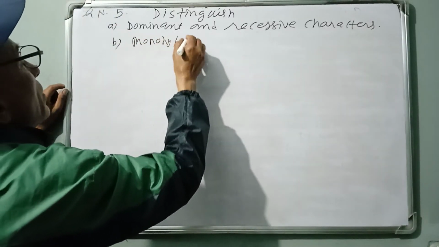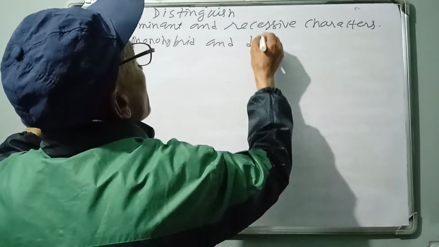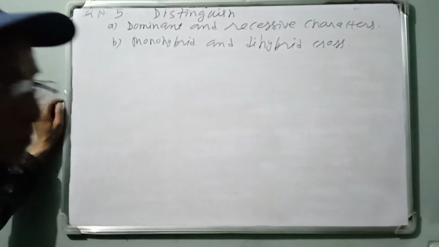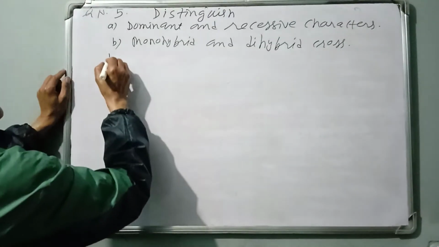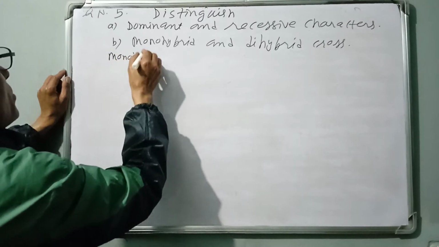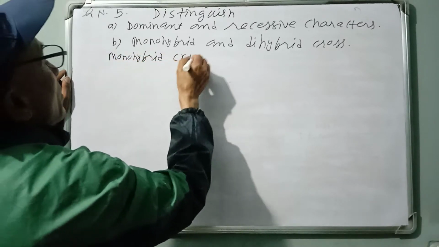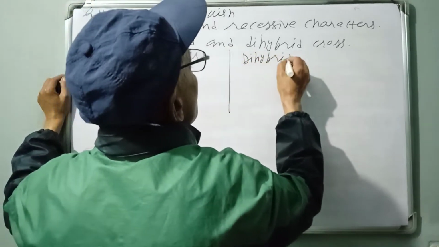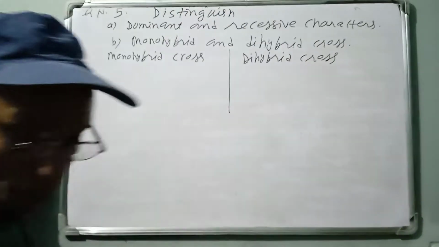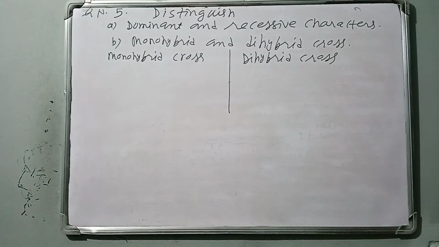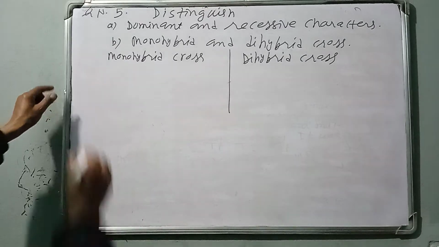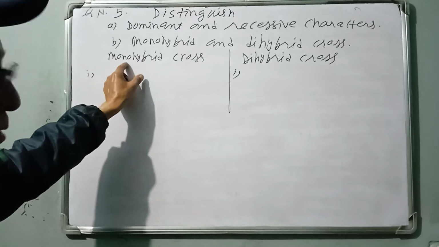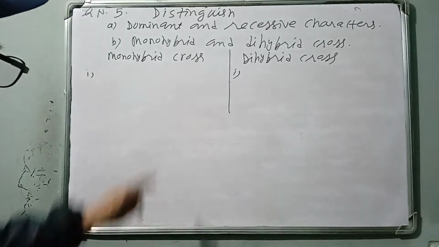Another: monohybrid and dihybrid cross with ratios. Monohybrid cross and dihybrid cross. Just by the word, mono means 1 and di means 2. First of all, we have to know what you mean by a monohybrid. Mono means single, hybrid means two contrasting characters.